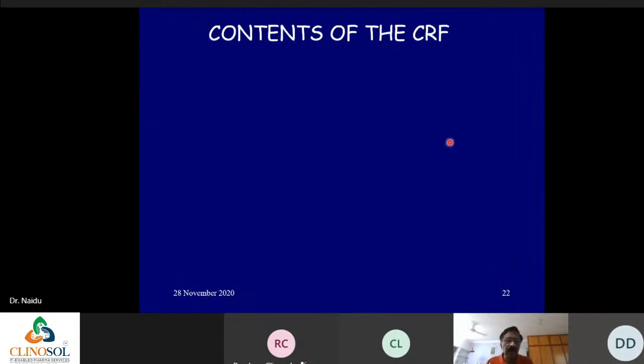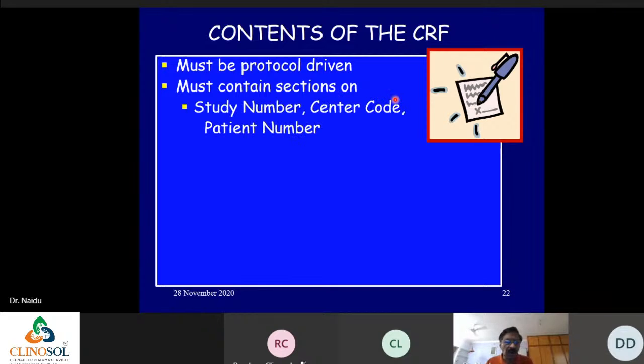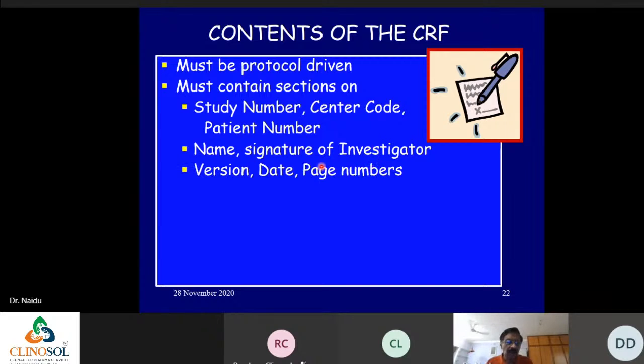Then coming to the other detailed content of case record form. The case record form protocol driven must contain section on what? Study number, center code, patient number. Name and signature of investigator is a must on case record form. Version date, page number. Emergency number, this is very important in case record form.